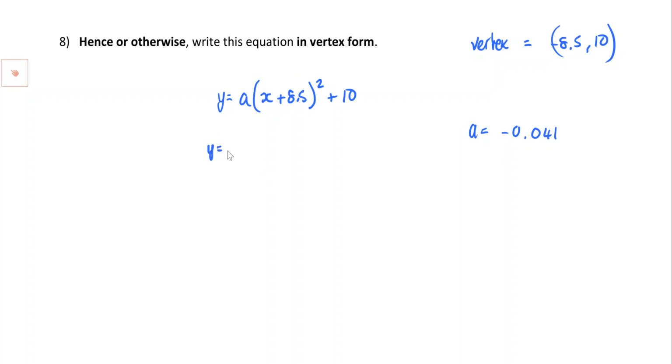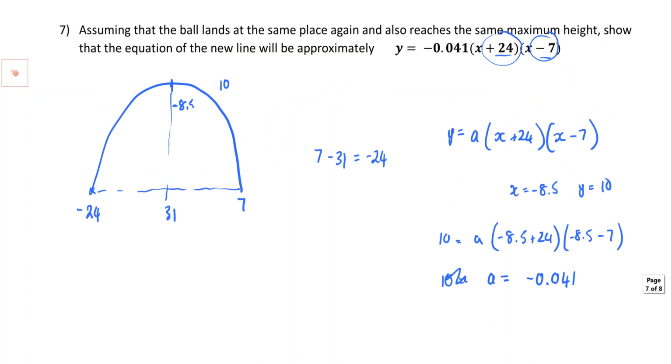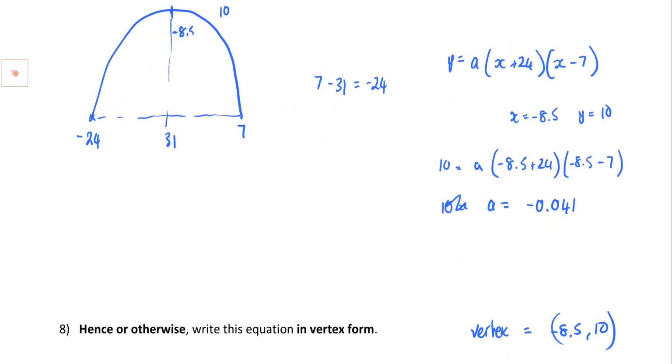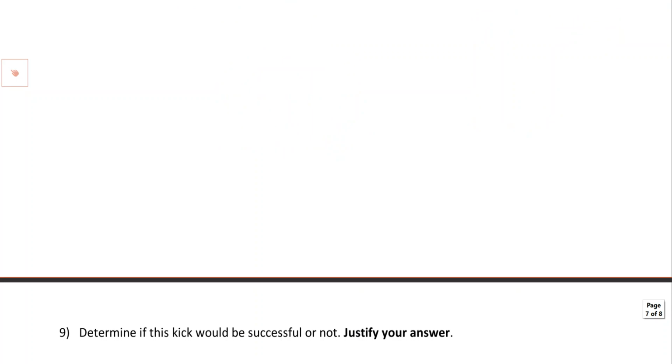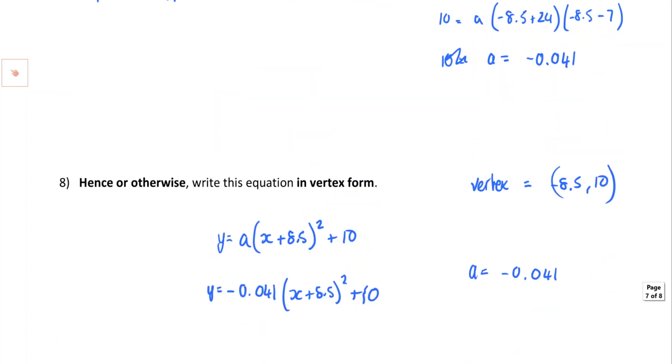So we've got y equals negative 0.041 times x plus 8.5 squared plus 10. Again, no need to expand this and simplify and do all that. Just no need for any of that hard stuff that a couple of you tried to do. So this assessment could have been a lot easier. Look how much I've written, hardly anything for that question. Some of you needed extra paper at that stage. Okay, any questions on that? Is that all right?